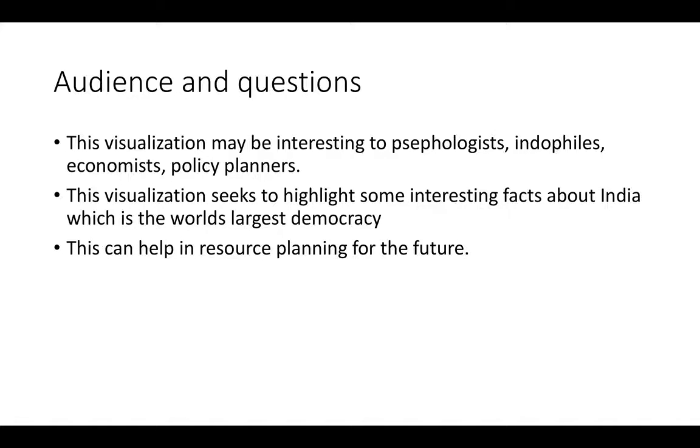This visualization is also interesting to resource planners. India has the second largest population in the world, nearly 1.3 billion people, and from basic necessities to future planning, it becomes very important to know certain demographic trends. And because it is a democracy, the demographic and political trends tend to go together, which is what this visualization seeks to explore.